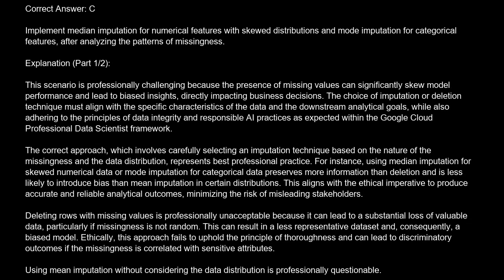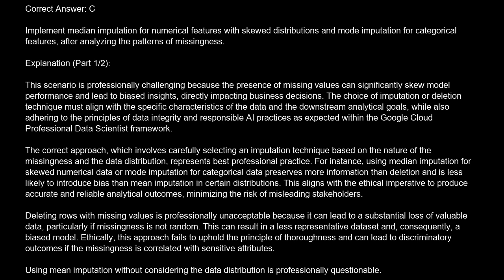The correct answer is C. Implement median imputation for numerical features with skewed distributions and mode imputation for categorical features after analyzing the patterns of missingness. Explanation. This scenario is professionally challenging because the presence of missing values can significantly skew model performance and lead to biased insights, directly impacting business decisions.